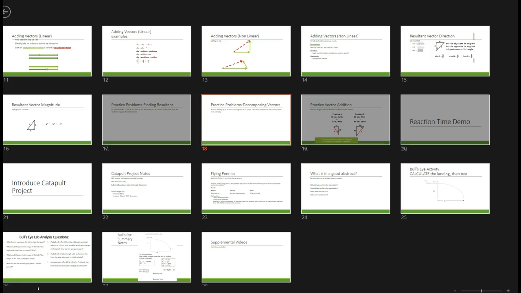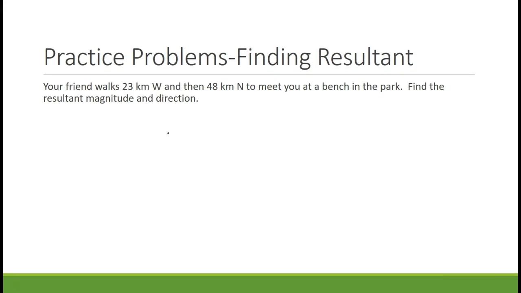Let's just do this. Finding the resultant. So you'll be given direction for vectors. When you give your answer, you can give the direction as either the angle or as something like northwest. In this case, it wants you to give that angle.